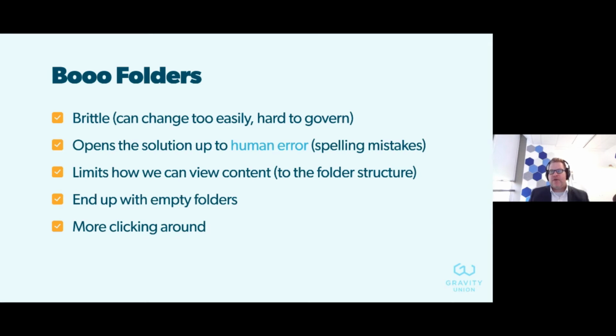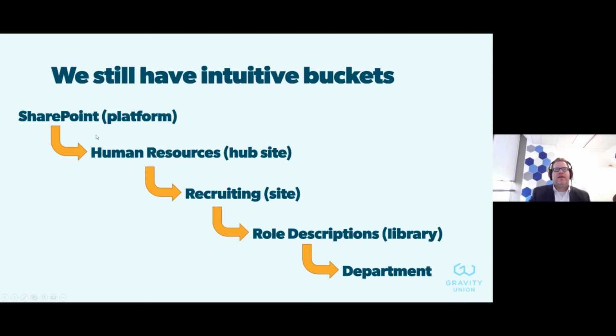It's going to limit how we can view the content. When we're leveraging folders, typically it's just metadata, right? So it's going to be a year, or a client name. And so it's going to limit our ability to show you different views of that content. So show me all the content by vendor name versus by due date, whatever. Chances are we'll end up with empty folders, and it will involve more clicking around, which we know for the most part is a more frustrating end user experience.